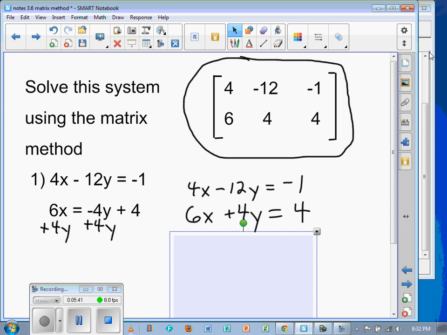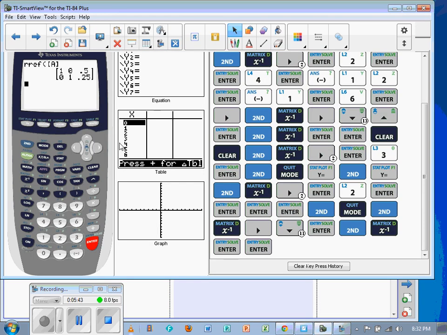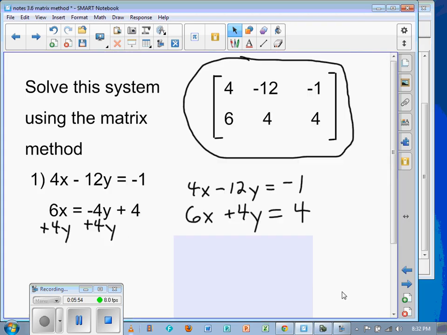Let's go back and look at that again. Let's go back to the large screen. So you can see X is 0.5 and Y is 0.25. That would be the solution to your system of equations. This would be the same exact solution that you would obtain if you solved this by graphing or substitution or whatever method you picked.